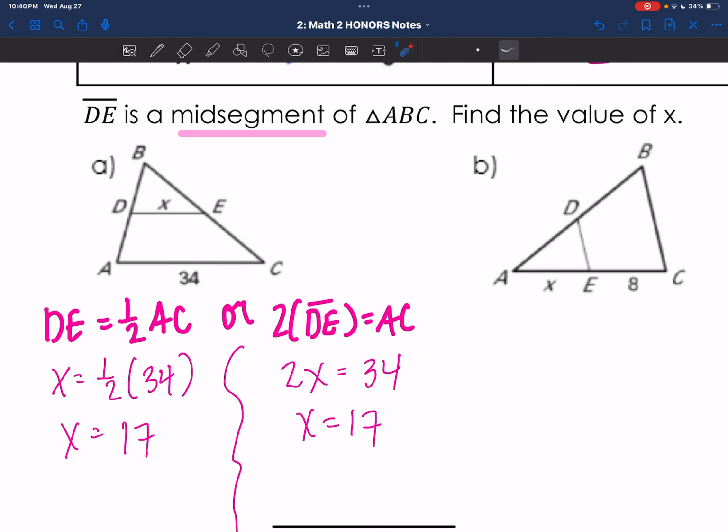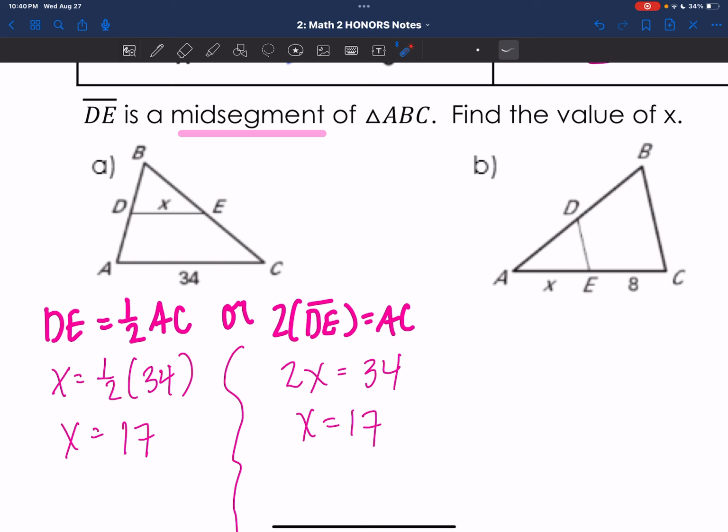It's telling you right now, DE is a midsegment. So that means this is congruent to that, and that is congruent to that. If we know it's the midsegment, you can solve it two different ways. You can say this is equal to 1/2 of that. So x is 1/2 of 34, and x equals 17. So that's one way to solve it.